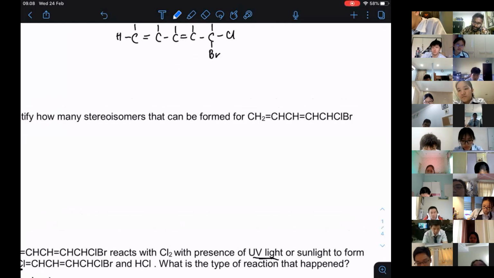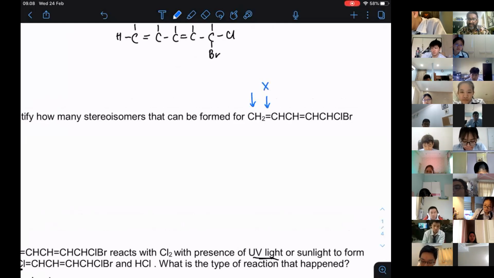So for now, this particular CH2 double bond, because the carbon is attached to two same groups, therefore I will not include this double bond, because it is not going to give you any cis and trans. Now, for this double bond, I will include.